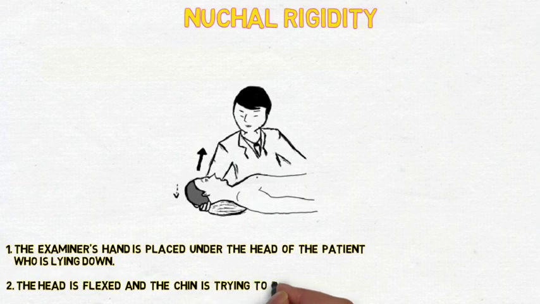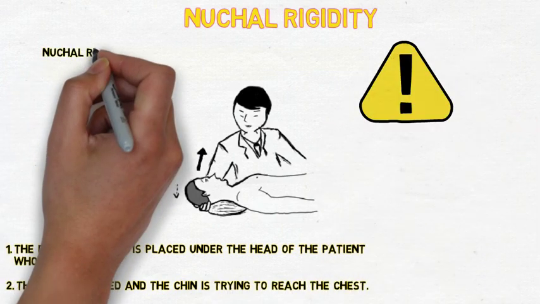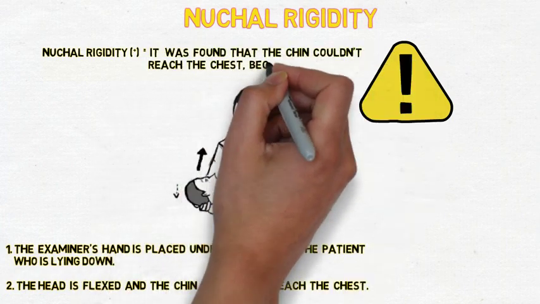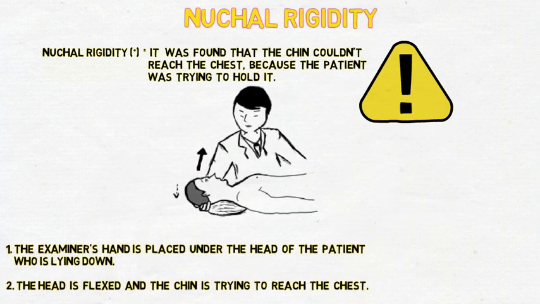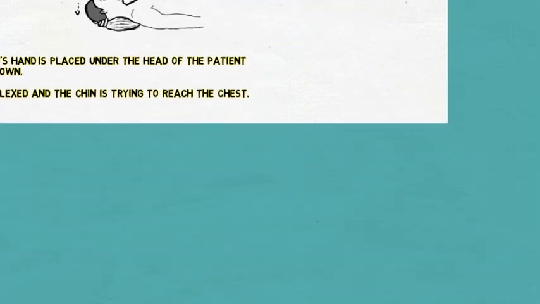The examiner's hand is placed under the head of the patient who is lying down, and the head is flexed so the chin is trying to reach the chest. Caution: the nuchal rigidity sign is positive if the chin cannot reach the chest because the patient is trying to hold it.